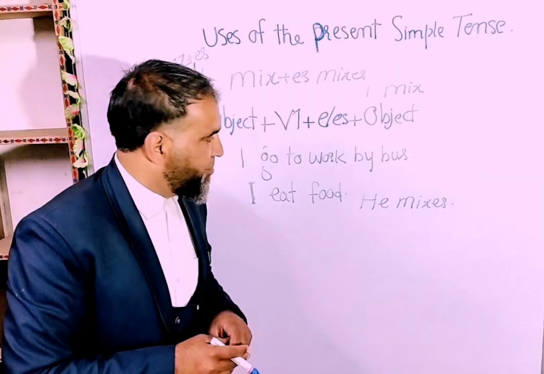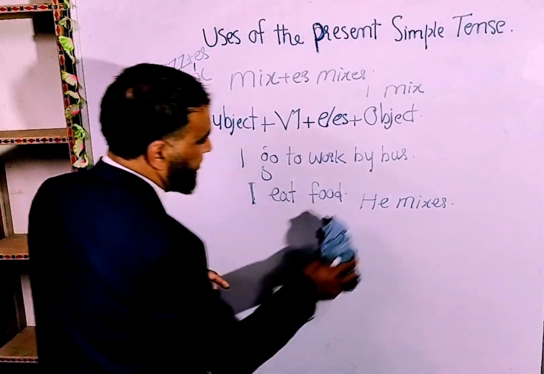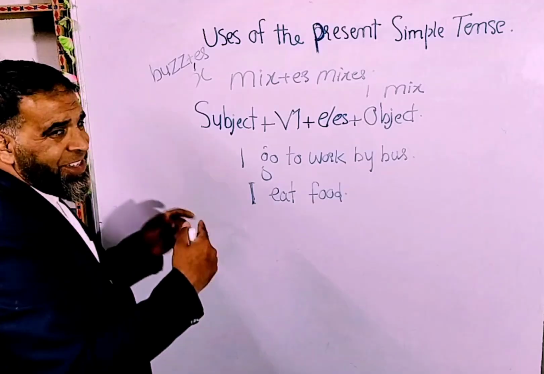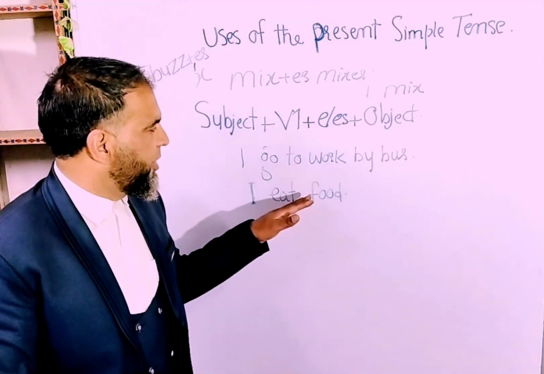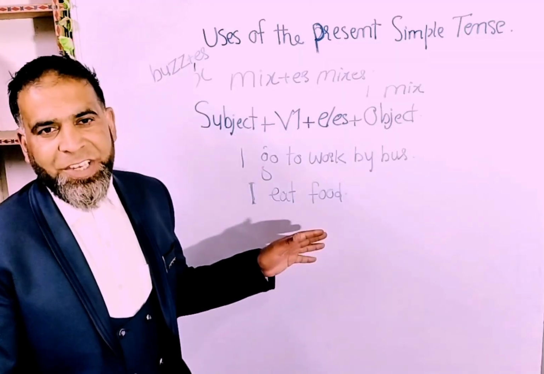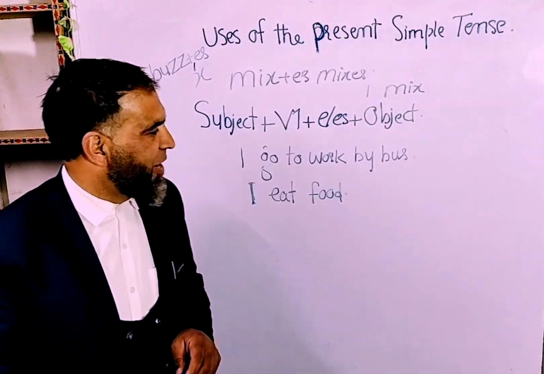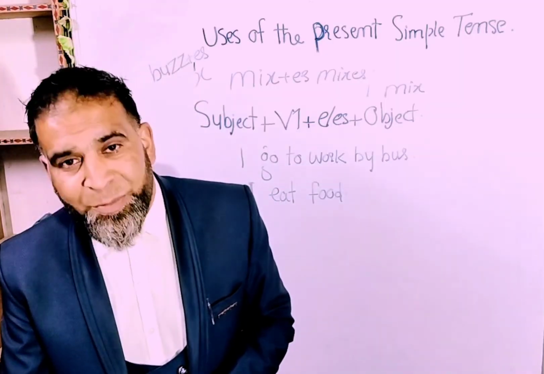I go to work by bus. I eat food. I will repeat this. What is the message in this sentence? It simply means I'm repeating this action every day. I go to work by bus. What does it mean? A repeated action.